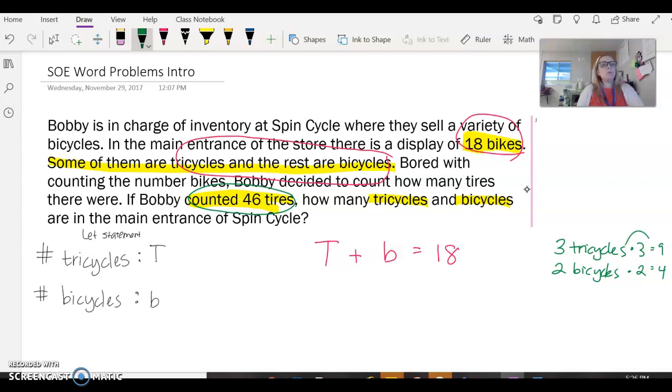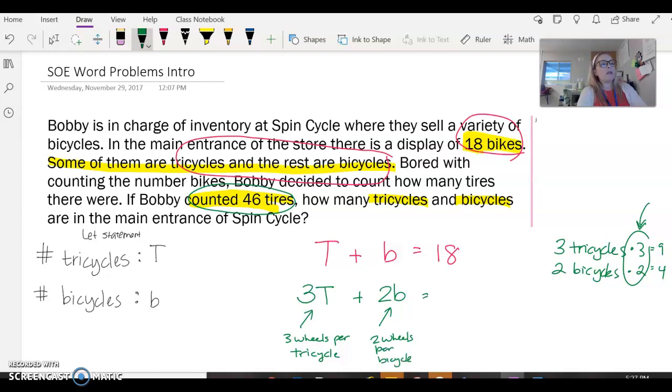Well, what did we do? We multiplied the number of tricycles we had by the number of wheels. So if T stands for how many tricycles, I'm going to do 3 times T. Again, this is 3 wheels per tricycle. So if I have 5 tricycles, then I have 15 tires. And my other part of the equation is going to be 2B, because it's 2 wheels per bicycle.